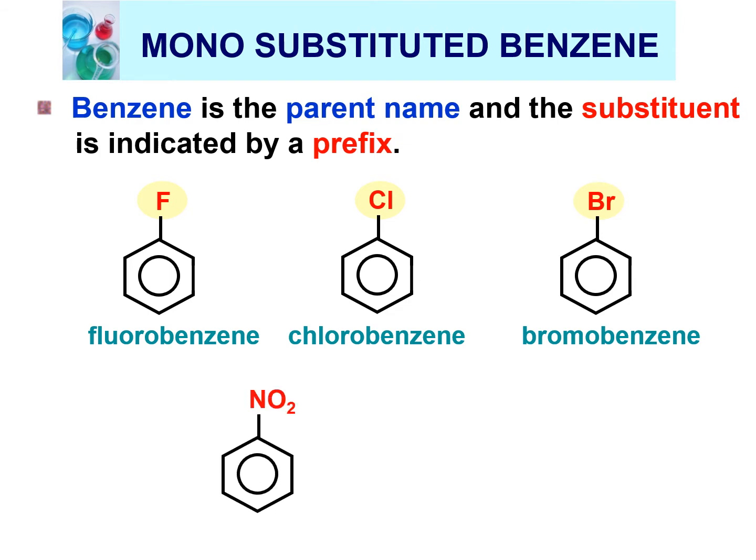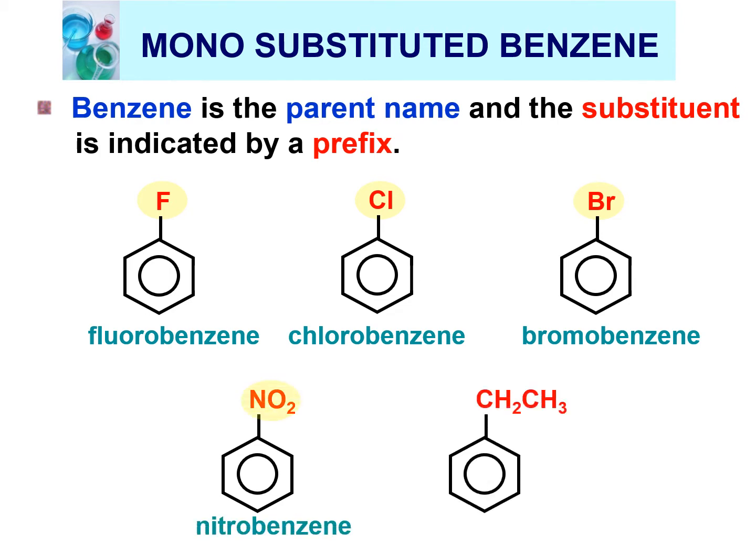If a nitro group is bonded to benzene, we call it nitrobenzene. And if an alkyl group, like in this example, two carbons of alkyl, which is ethyl, is bonded to benzene, the name is ethylbenzene.